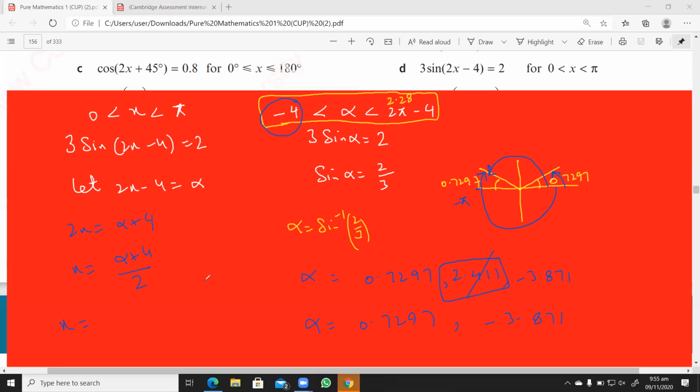This is 0.7297 plus 4 over 2. What is this? 2.36. Okay. And then minus 3.871 plus 4 divided by 2. What is that? 0.065. One more decimal here, because it has to be correct to 3 significant figures.